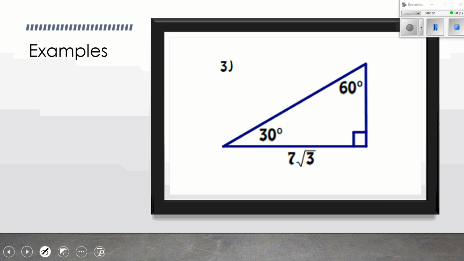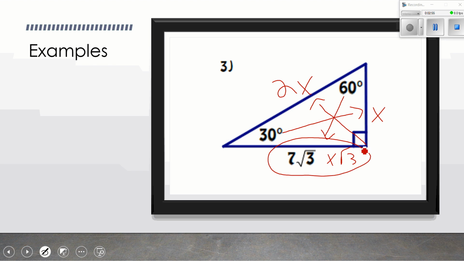Alright, now here's an example where you're given the 60. I'm going to go across from my 30, and I'm going to label it x. I'm going to go across from my 60, and I'm going to label that x root 3. And I'm going to go across from my 90, and I'm going to label it 2x. Alright, now we look at what we have labeled, which in this case is the x root 3 side. So I have x root 3 equals 7 root 3.